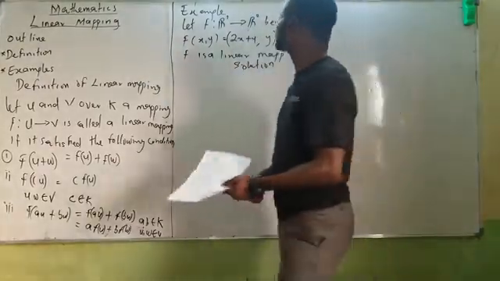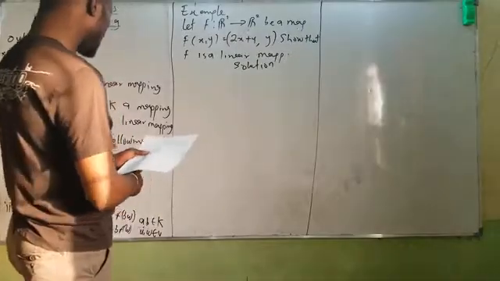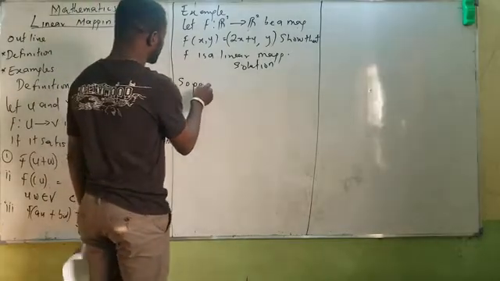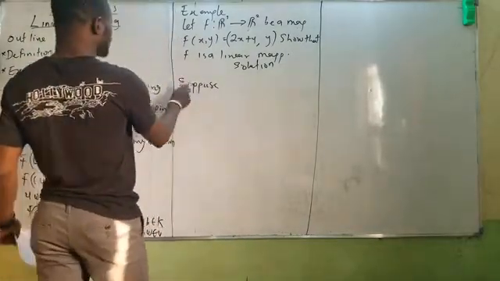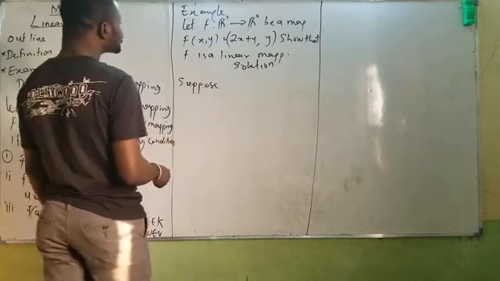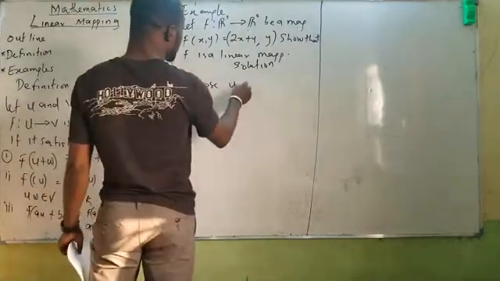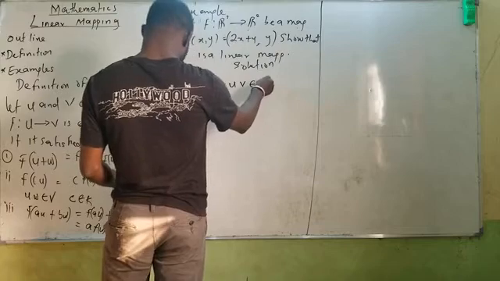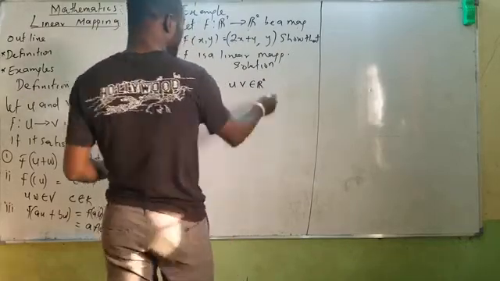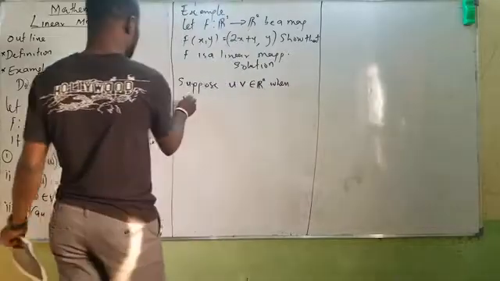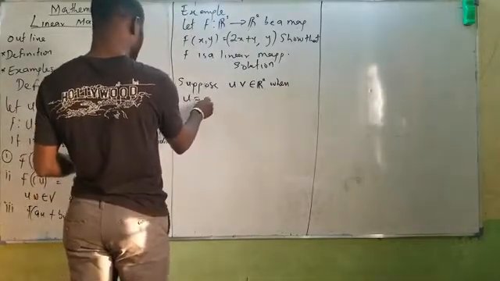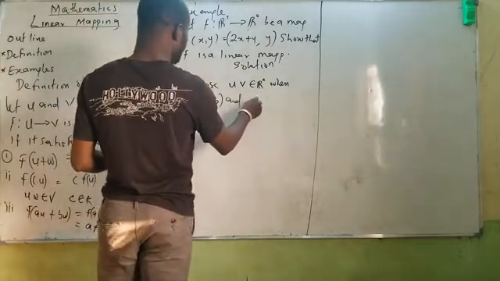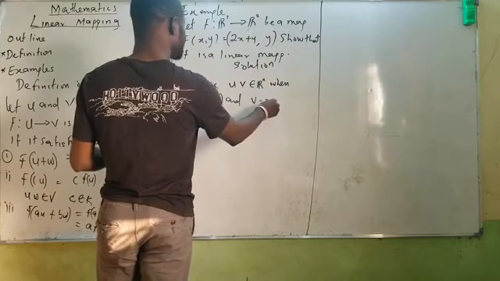Now, how do I go? The first thing I will look at is, suppose u, v belongs to R2, where u equals (a, b) and v equals (x, y).